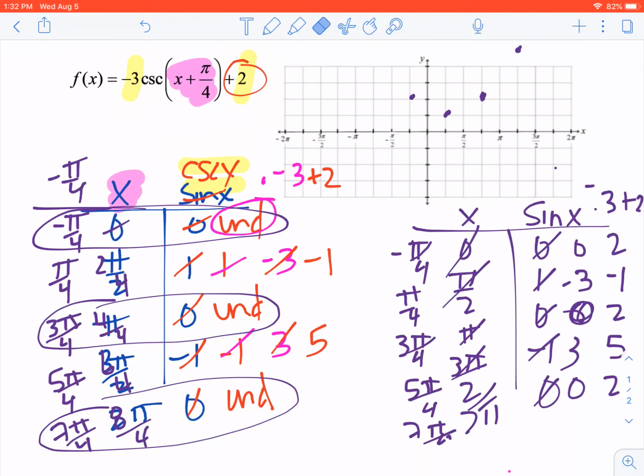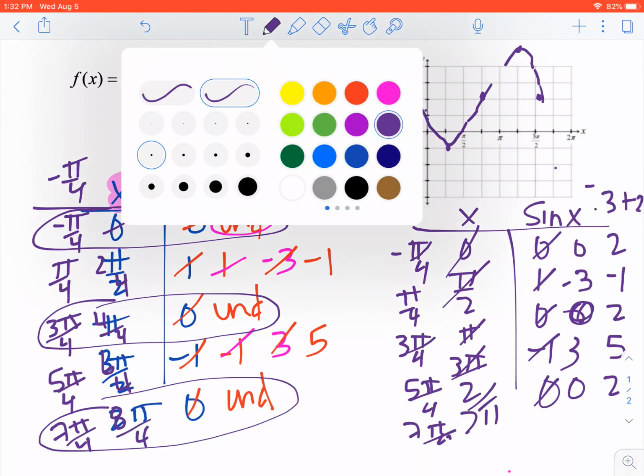Oh, hold on, I have a mistake. That should be a -1. That's at 5, and then we're back at 2. And they notice that, okay, this is my sine curve. Now, that sine curve is not your final answer. I'm just drawing it in so you can see it.